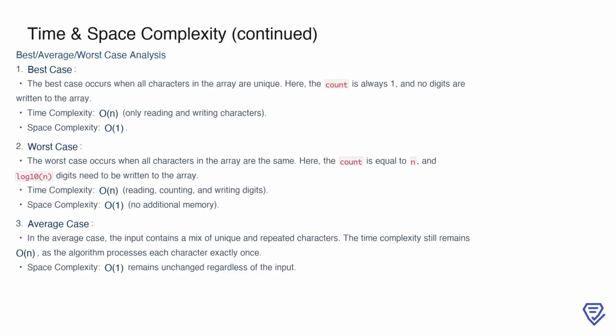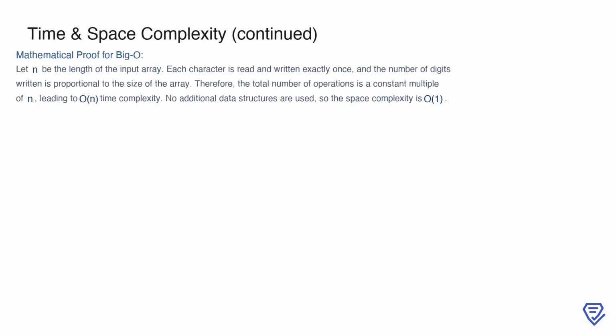Each character is processed exactly once, so the time complexity is O(n), and the space complexity remains O(1) regardless of the input. To formally prove the time complexity is O(n), consider that each character is read and written exactly once, and the total number of digits written for counts is proportional to the size of the array. This means the total number of operations is a constant multiple of n. As a result, the time complexity is O(n).